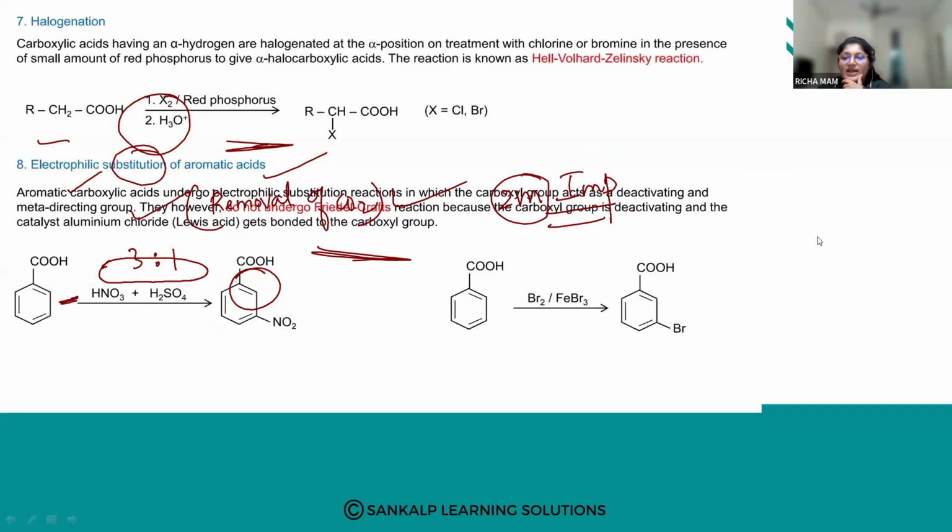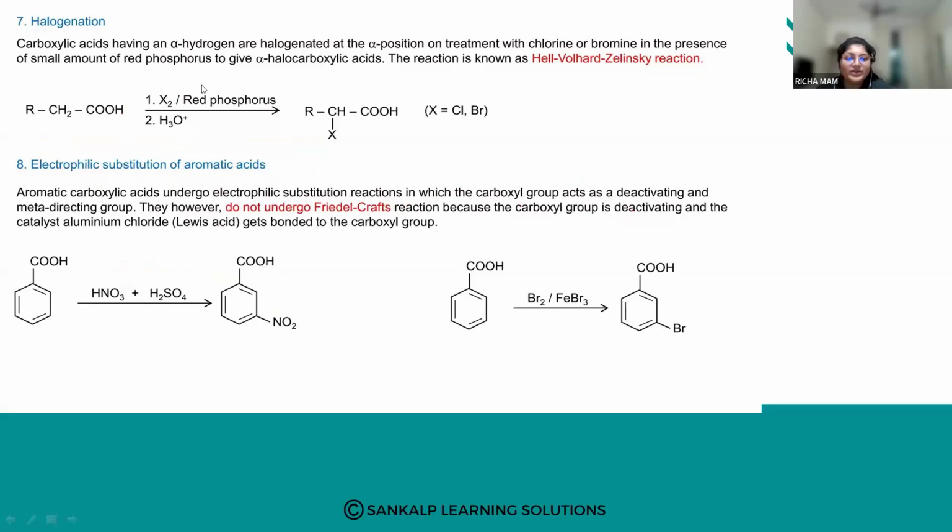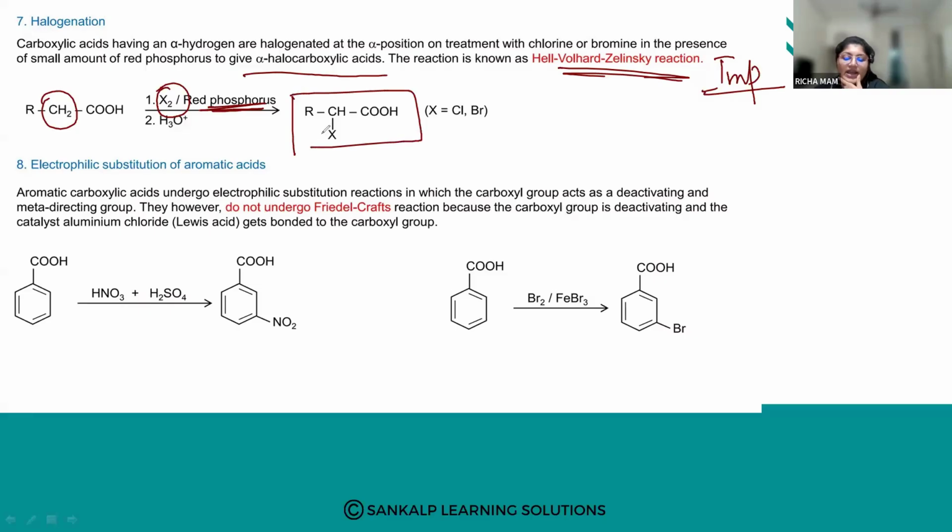Next is halogenation. So halogenation, what are we doing? Hell-Volhard-Zelinsky reaction, very, very important. Mark this also important. So what is happening here? Carboxylic acid which has alpha hydrogen, we are going to treat it with a halogen, Cl2 or Br2, in the presence of red phosphorus. You're going to get alpha halocarboxylic acid. This is called the Hell-Volhard-Zelinsky reaction.